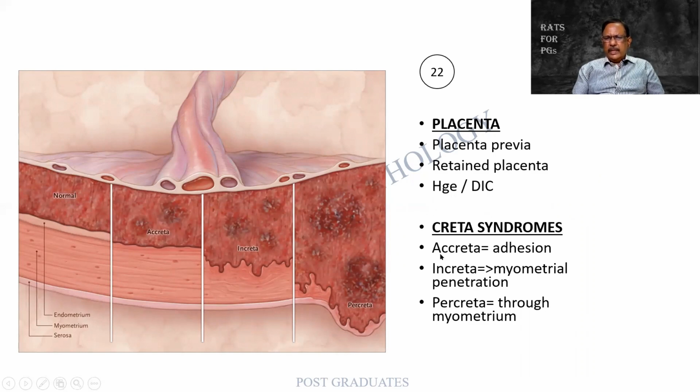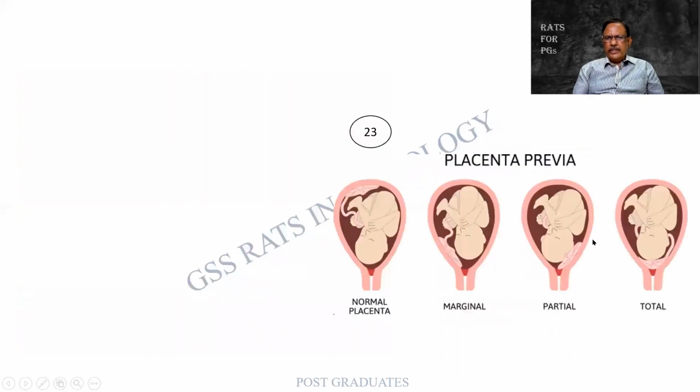Accreta means adhesion of the placenta. Increta means it is partly infiltrating into the myometrium. And percreta means through and through. It passes through and through. You people can imagine the complications.